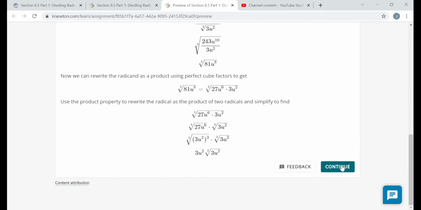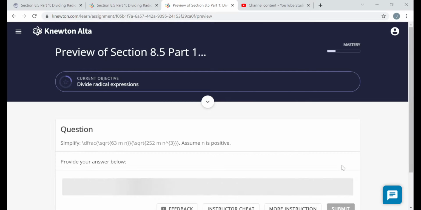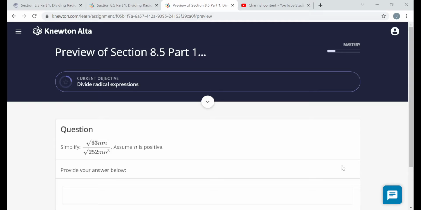Okay. So next question, same objective, right? Same objective, divide radical expressions, and it's going to work the same way. Now notice these are both square roots.